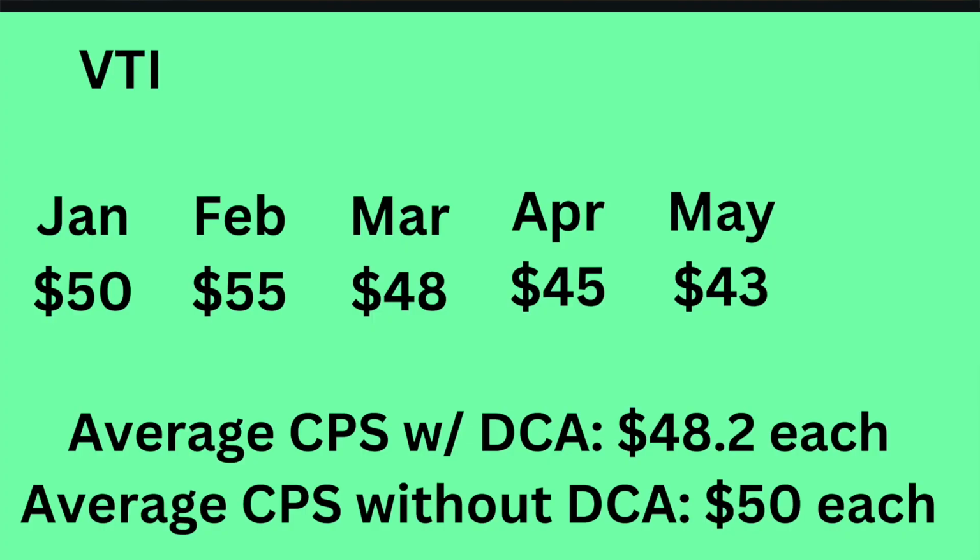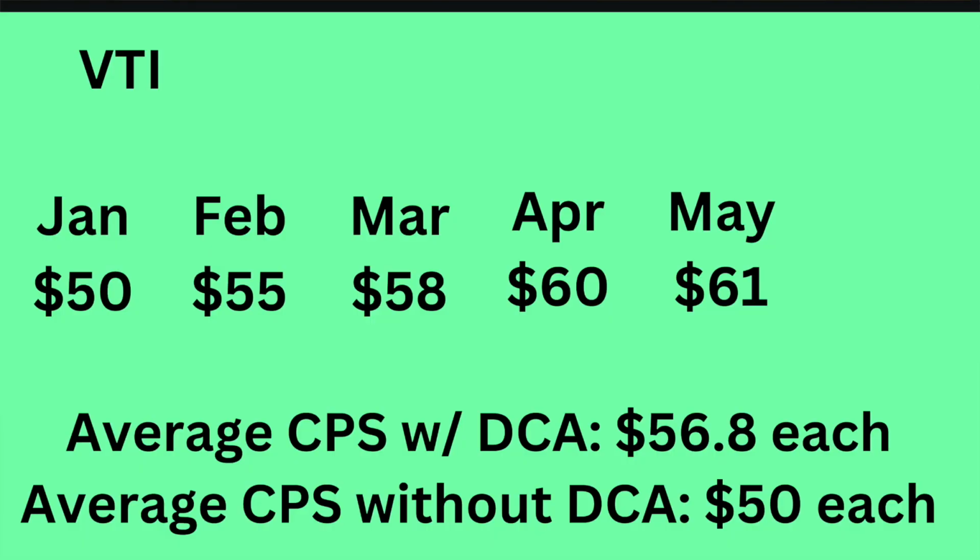In this example, I'm going to assume you buy VTI over the course of 5 months. In January, it's $50, February, $55, March, $48, April, $45, and May, $43. At the end of the 5 months, it is down from its original price point in January. So if you were to use dollar cost averaging to invest $50 a month, your average cost per share would be $48.20. But if you just bought lump sum at the beginning, your average cost per share without dollar cost averaging would be $50. So in this scenario, dollar cost averaging actually saved you from some losses because you bought at a lower cost per share.